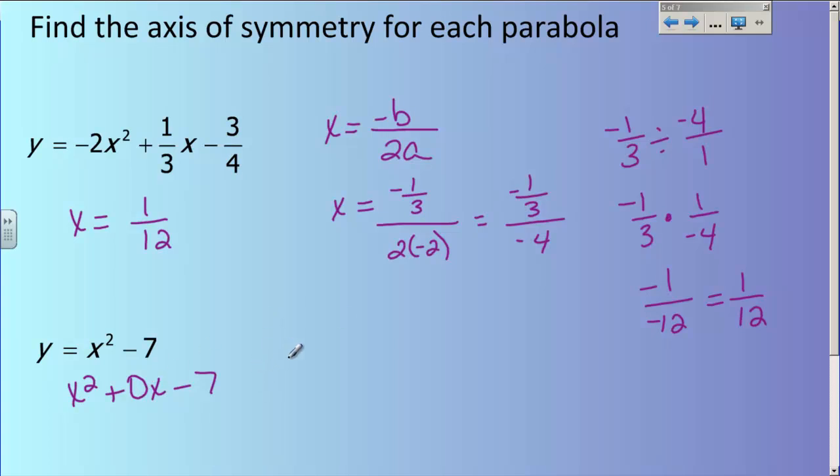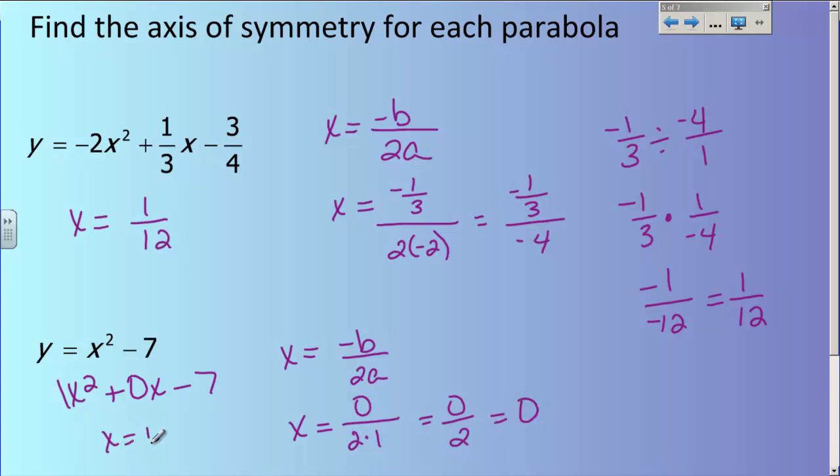So to find the axis of symmetry, I have x equals the opposite of b over 2a. Well, the opposite of b in this case is just 0, because 0 doesn't have an opposite. And then 2a, well, there's no number in front of the x squared. That's because there's an invisible 1 here. So it's 2 times 1. So I end up with 0 over 2. And if y'all can remember division rules, 0 divided by 2 is 0. So the axis of symmetry for this is x equals 0.